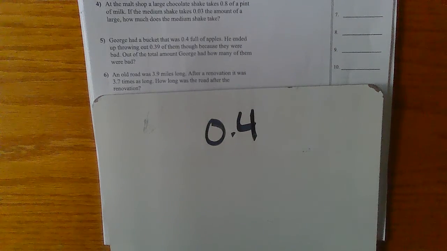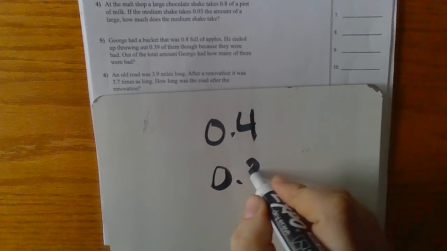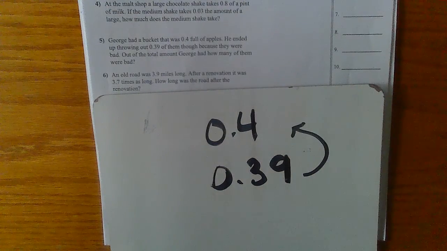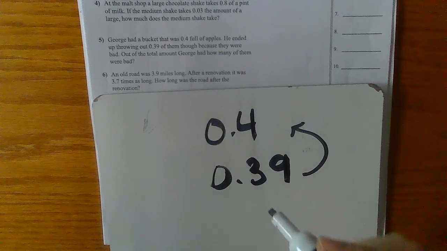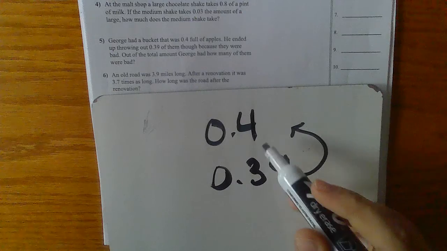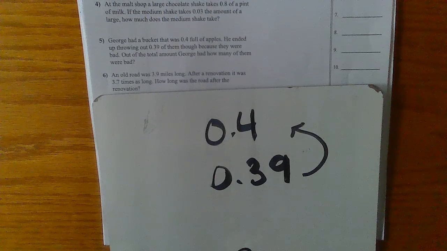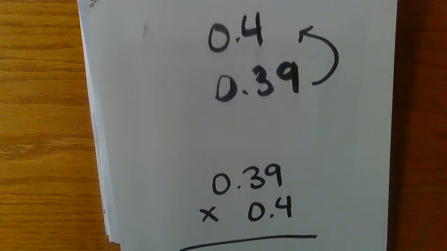If he ended up throwing out 39/100 of them, so I'm taking this much of my original whole, it's less than half, because they were rotten, out of the total amount, George has how many of them left? Okay, so I'm trying to figure out how much I threw away first. This is kind of a trick question. So I'm going to take my number and multiply it. So I'm finding a part of it.